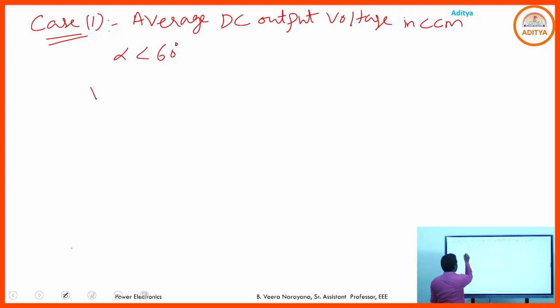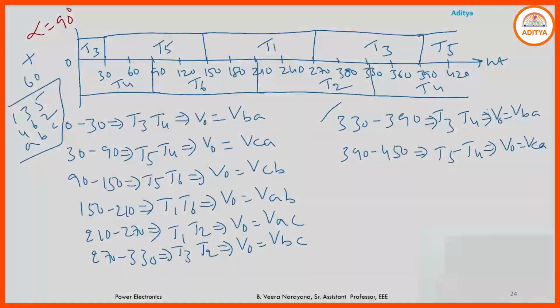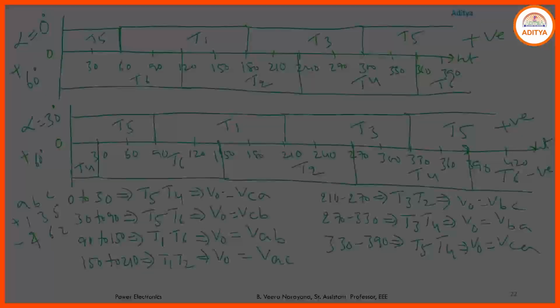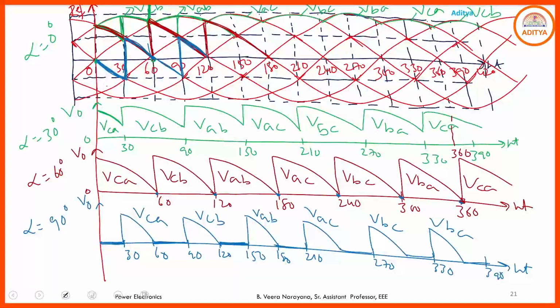The average DC output voltage V0 depends on how many pulses are generated for completion of one full cycle. How many pulses are generated in the output voltage waveform? See, this is 1, 2, 3, 4, 5, up to 360. Here VCA is half, and here VCA is half. In total, 6 pulses are generated.